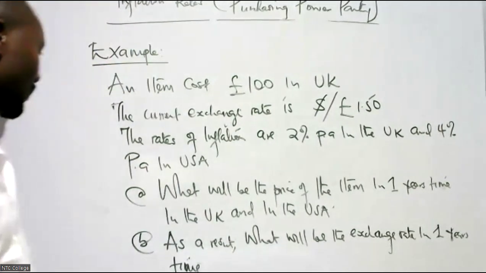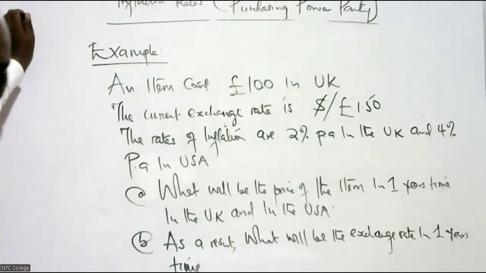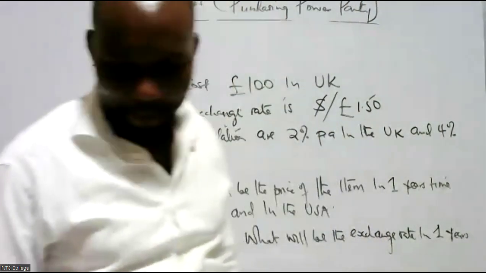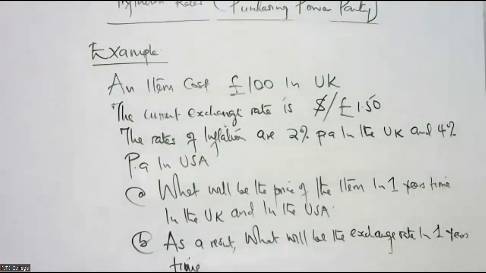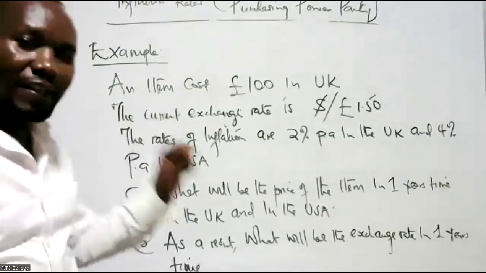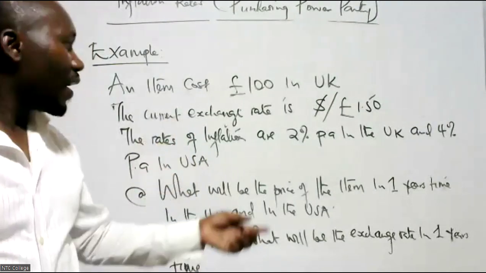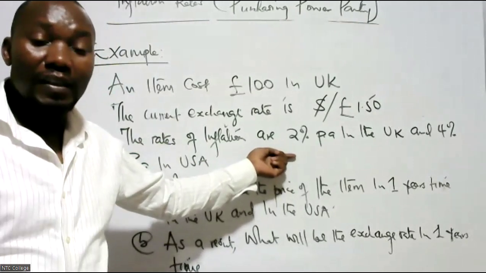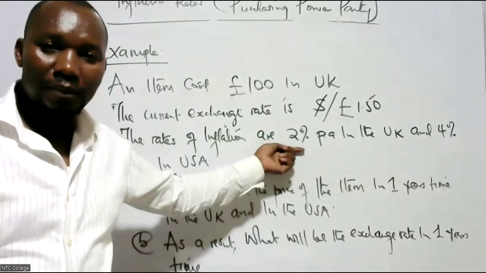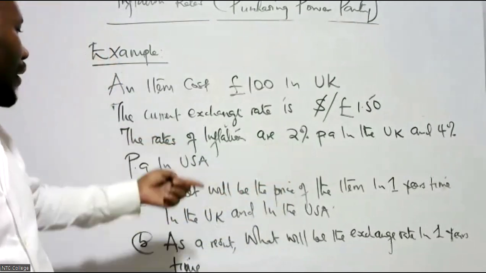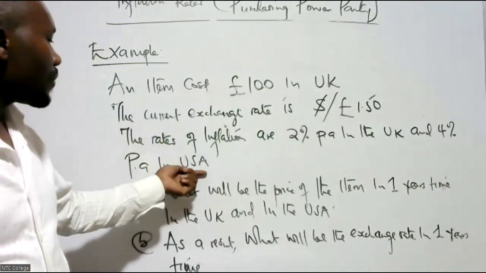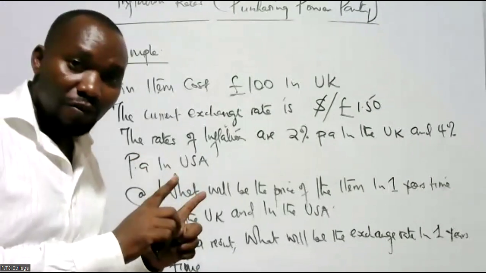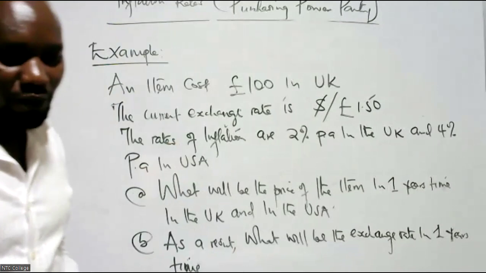So, what is the price of the item in 1 year's time? Where do we start from? Inflation keeps on changing at 2% per year. Yani every year, the price of the item in the UK increases by 2%. But in the US, it increases by 4%. So they want the price in 1 year's time. What will be the price in the US and in the UK? So let's look at the price in the UK.